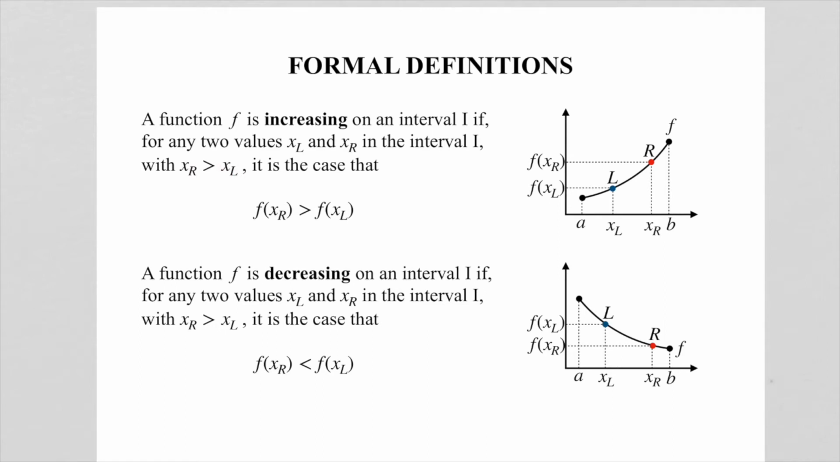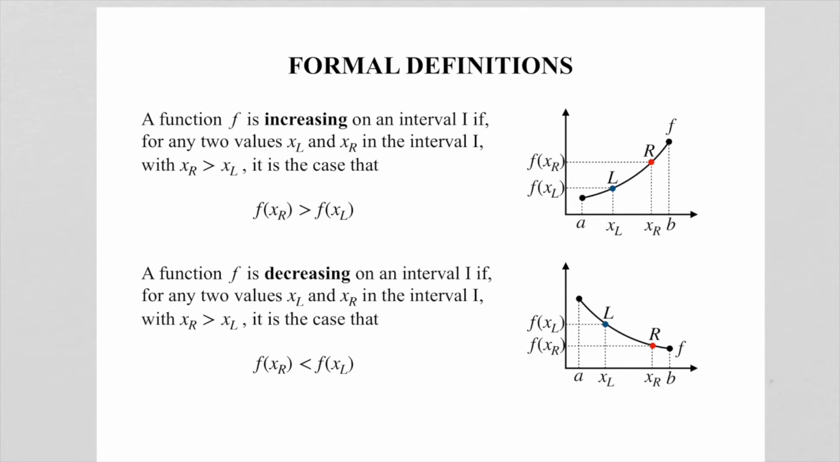Now it says it is the case that f of XR, so f of the x value on the right, is greater than f of XL, so f of the x value on the left. Now remember, f of x means y. So it means that the y value that we get from the x value on the right is greater than the y value that we get from the x value on the left. Now, as long as this applies for any 2 points in an interval, we say that the function is increasing on that interval.